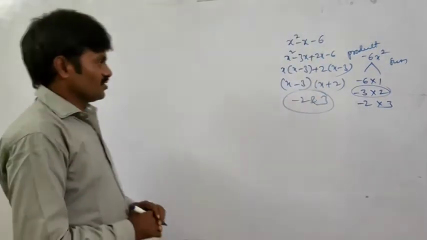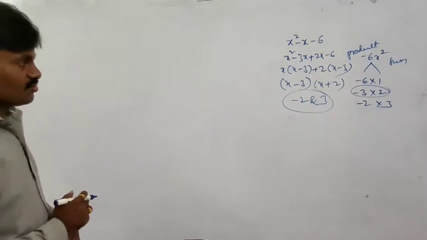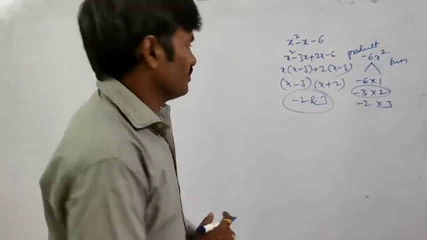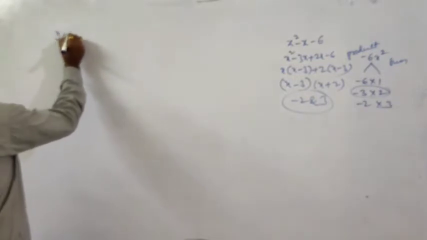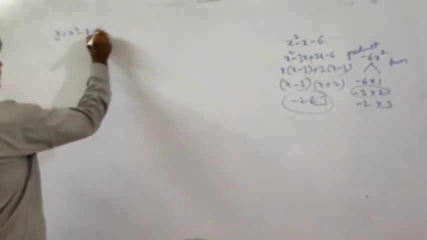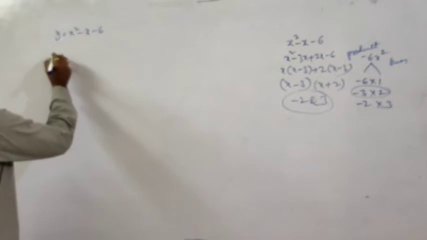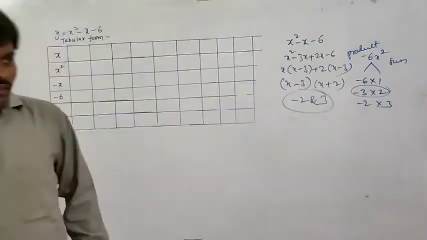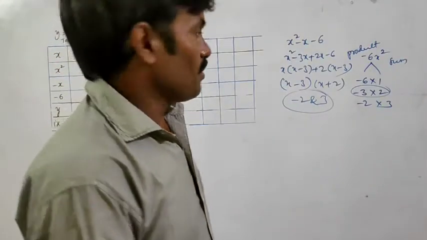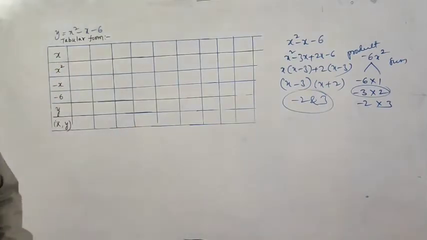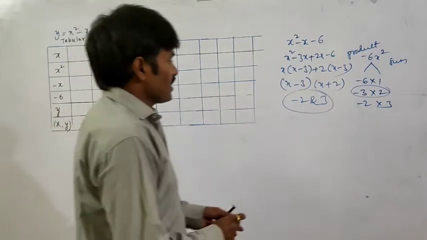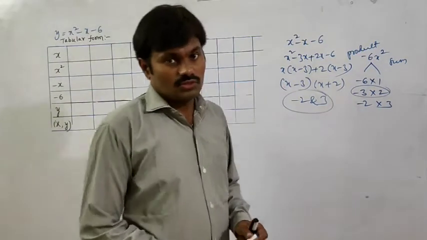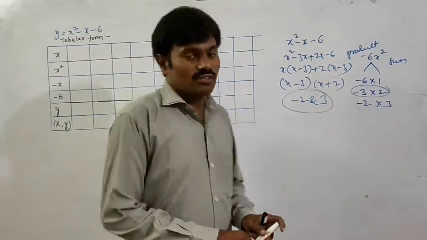Is it? So it is convenient to prepare a tabular form. Yes. So let us consider y is equal to x square minus x minus 6. Now prepare a tabular form. Okay. Okay, my dear students, like this we have to prepare the tabular form. Later, what are the x values here? The zeros are minus 2 and 3.